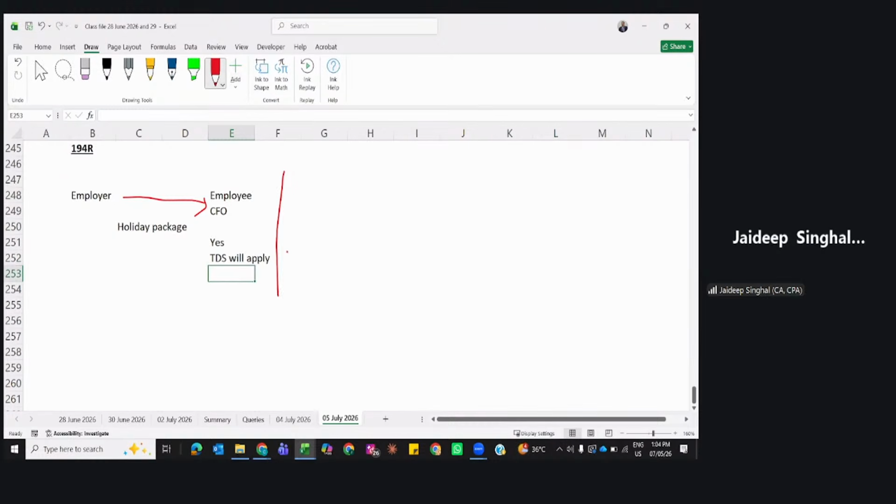Now let's suppose an insurance company, this is very common. Agents are not employees of the company. The insurance company gives agents free holiday trips. Will the TDS apply on this?